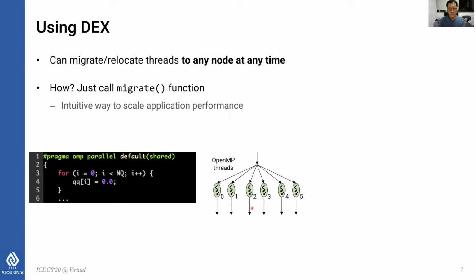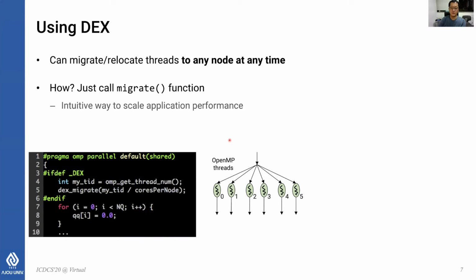With DEX, we can migrate a thread to any node just by calling this migrating function. In this example, OpenMP will make 6 threads here, and each of them will process a part of this array. If we want to run 2 threads per node, we can just insert these 2 lines there, and then DEX will migrate threads 2 and 3 to node 1, and 4 and 5 to node 2, and that's it. So as you can see, DEX is very simple to use and provides a very intuitive way to scale application performance.